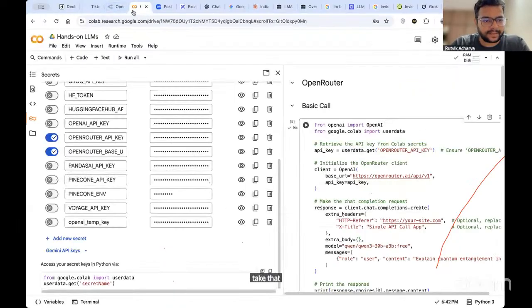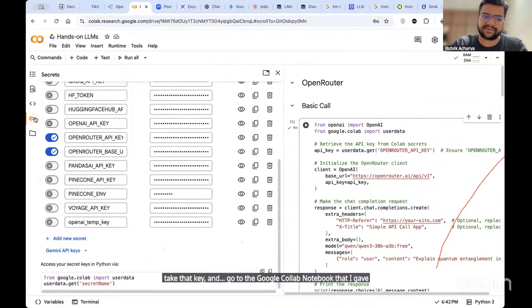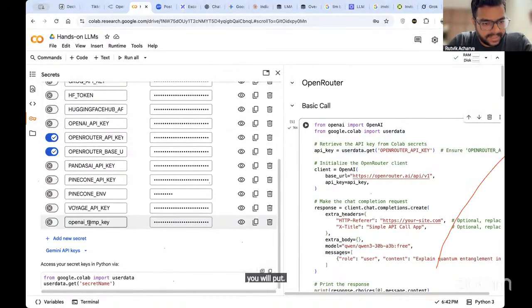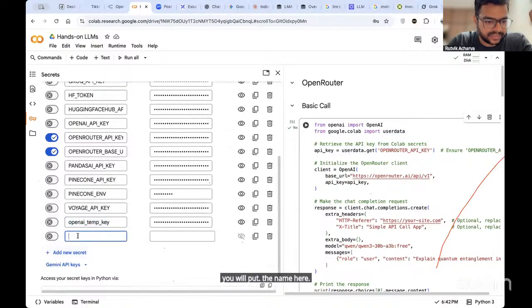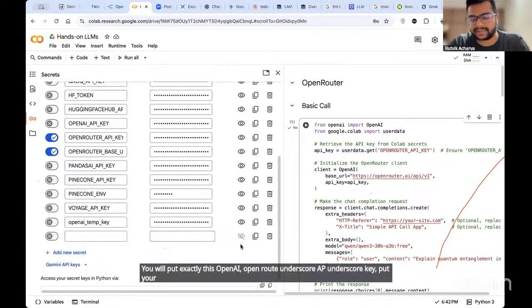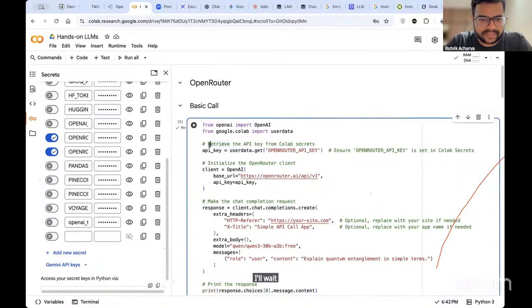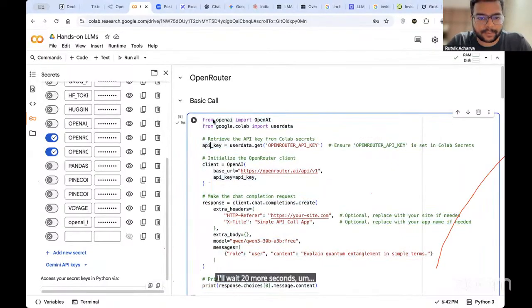Take that key and go to the Google Colab notebook that I gave. On the left, there is a secrets option. It's a key. You will put the name here. Add a new secret. If you don't have anything, it will be the first one. You will put exactly this open router underscore API underscore key. Put your key over here, and that's it. You're sorted. You don't need to do anything else. I'll wait 20 more seconds, and then I'll proceed.